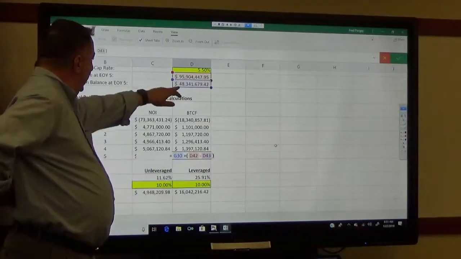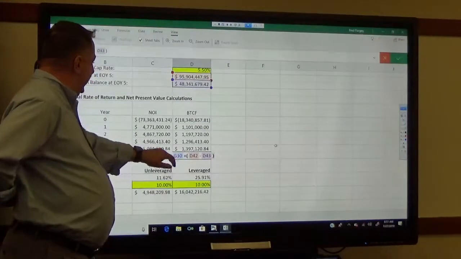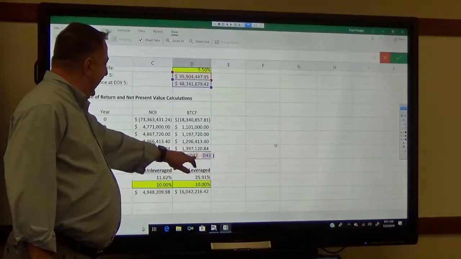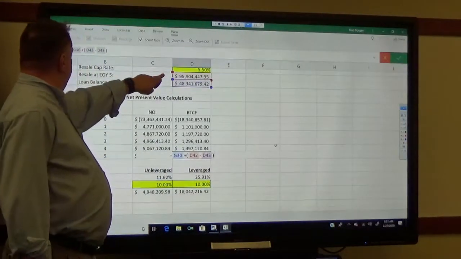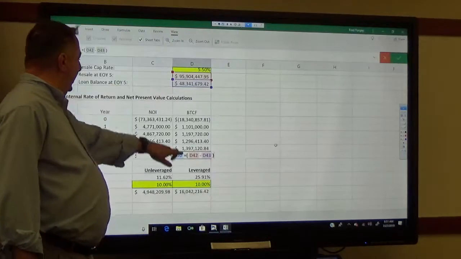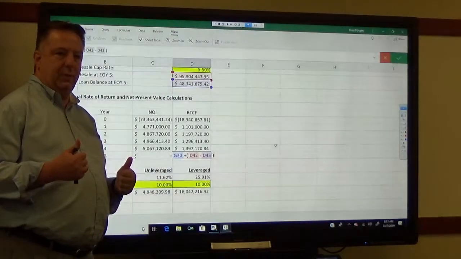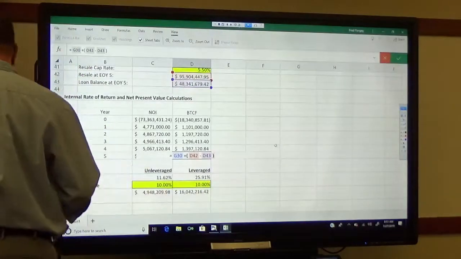Okay, so once again, just simply taking what the before tax cash flow was for year 5, and then adding that to basically the resale minus the loan balance to give us our loan proceeds. Okay, everybody kosher with that? Yes, no, possibly could be. Okay, now.